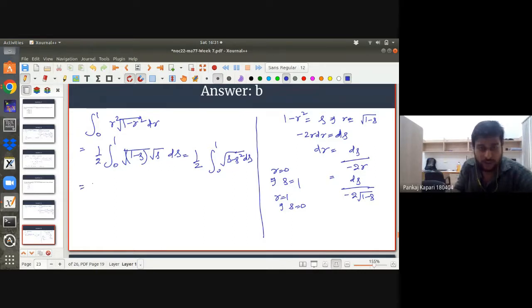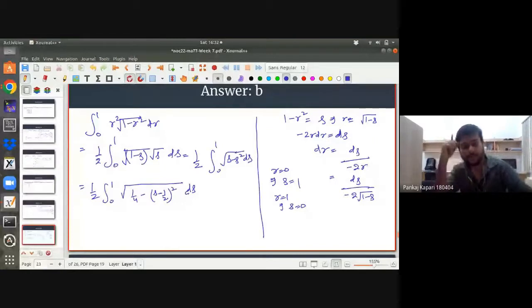Okay, so this s minus s square, we will write it in some standard form by completing the square. So this will become 1 by 4 minus s minus half whole square ds, right? So half minus s, please change the substitution.